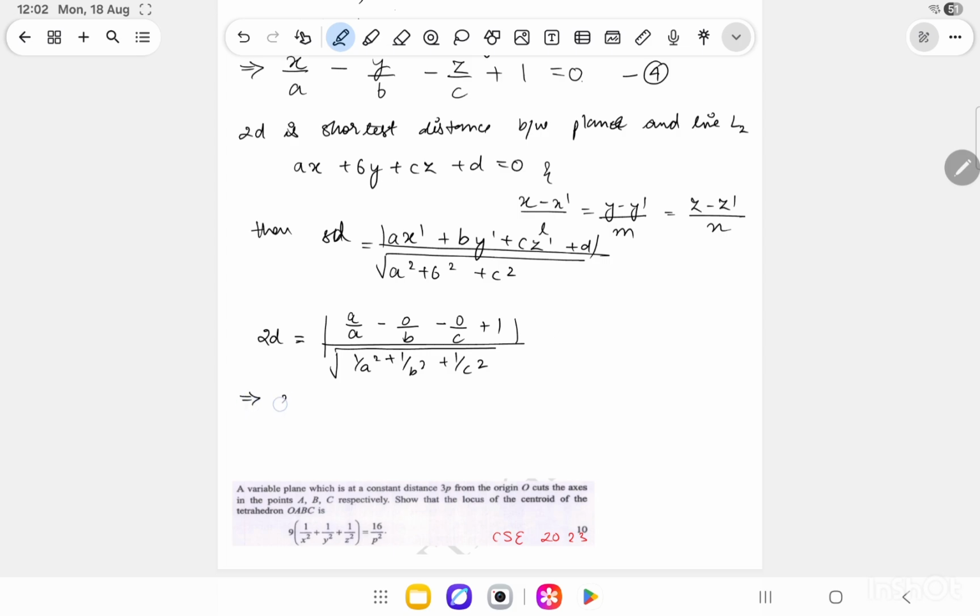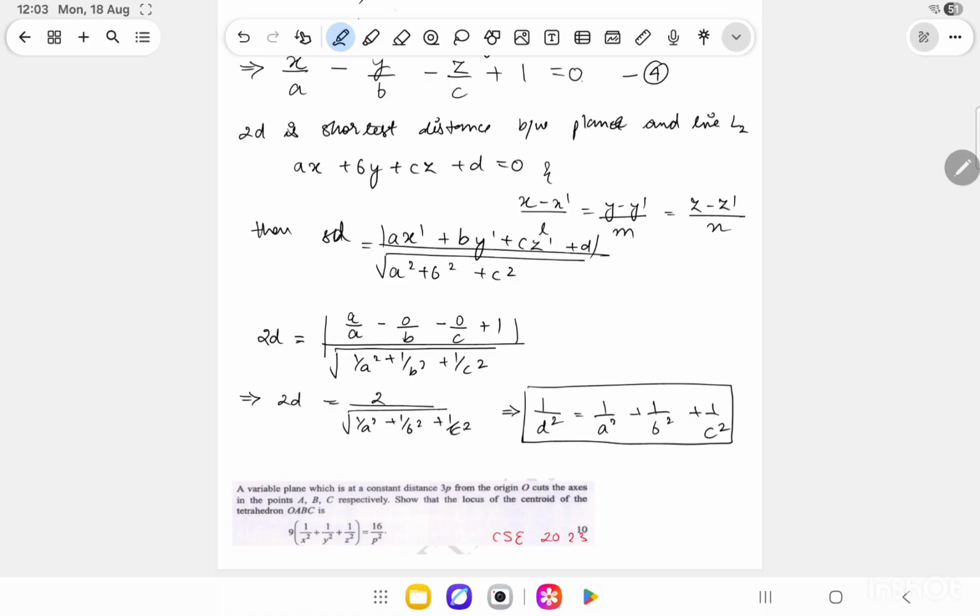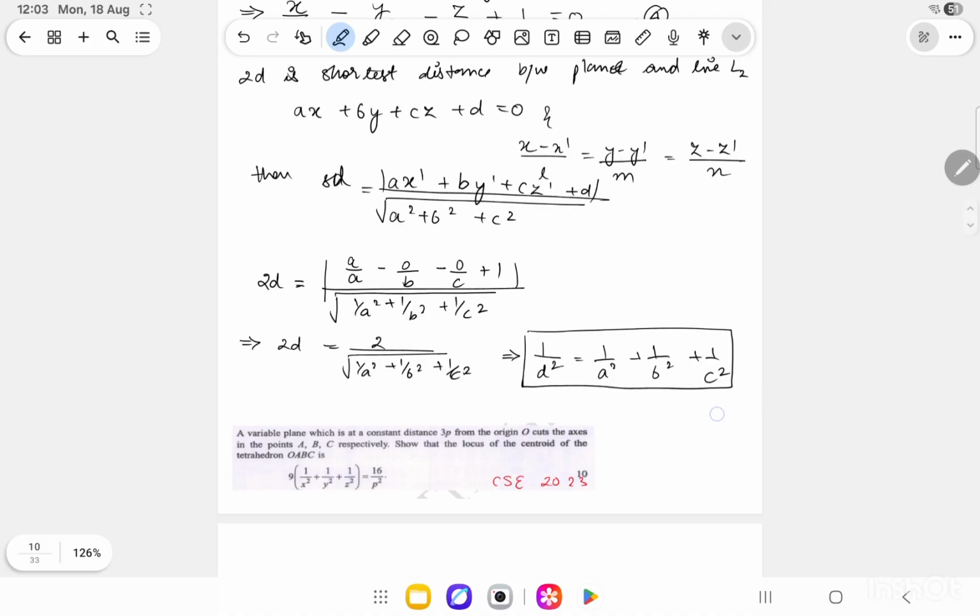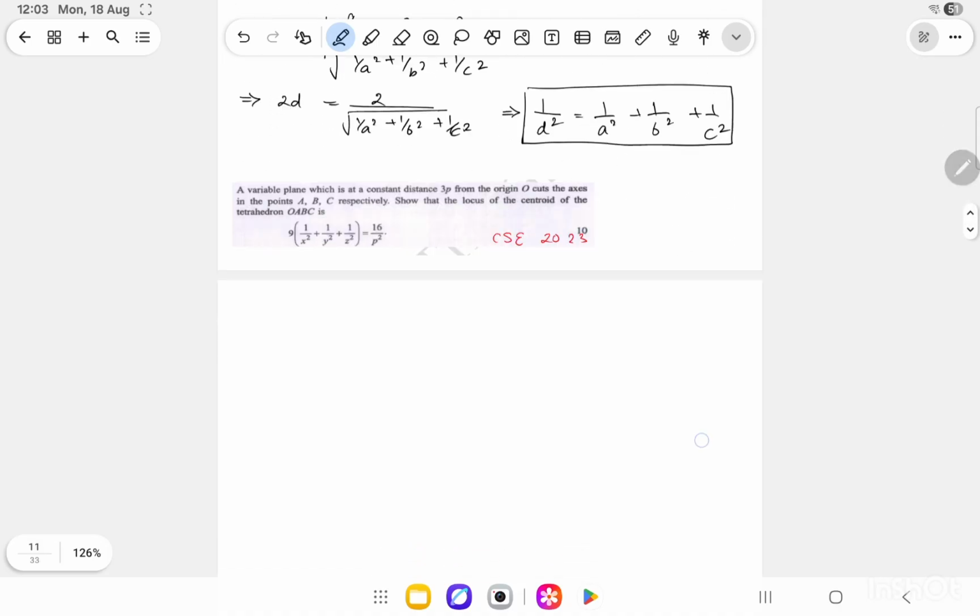So 2D equals 2 upon √(1/a² + 1/b² + 1/c²). On simplifying, I will get 1/d² = 1/a² + 1/b² + 1/c². This is the exact relation which we are supposed to prove in the question. So we are done with this question. Let us move on to question number 2.